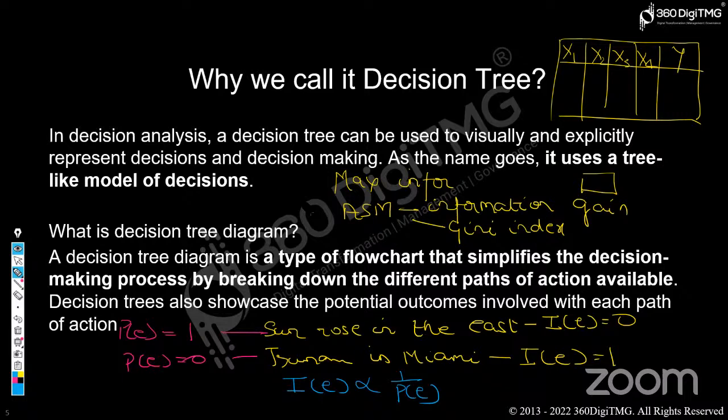It calculates how much information a feature provides us about a class. According to the value of the information gain, we split the node and build the decision tree. A decision tree algorithm always tries to maximize the value of information gain, and the node having the highest information gain is split first. It can be calculated using a formula. What is the formula for entropy?